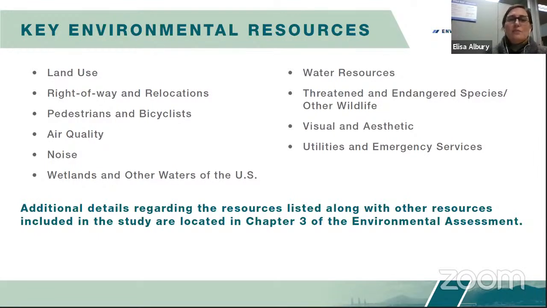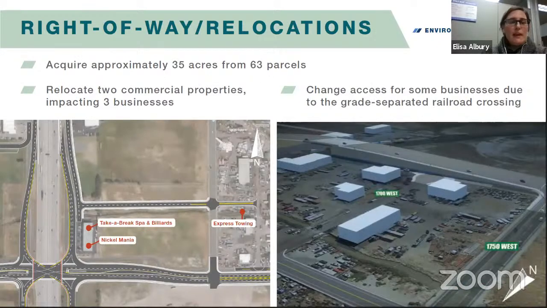Now what I'd like to do is focus on several of the resources that we think are really important to people in this area, based upon the impacts that we have analyzed, as well as topics that were brought up during the scoping meeting. The first resource that I'd like to touch on is the number of right-of-way impacts and relocations throughout our study area. When we did our analysis and put together the preferred alternative design, we calculated that there will be approximately 35 acres of land impacting 63 different parcels. This includes minor partial acquisitions as well as full property acquisitions.